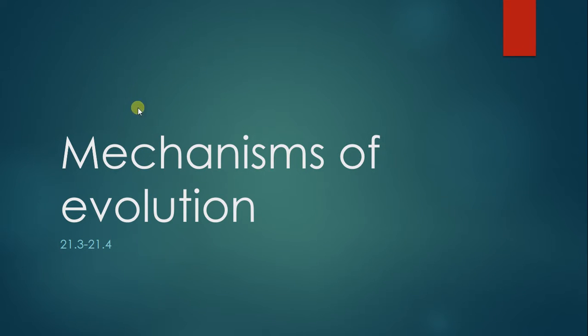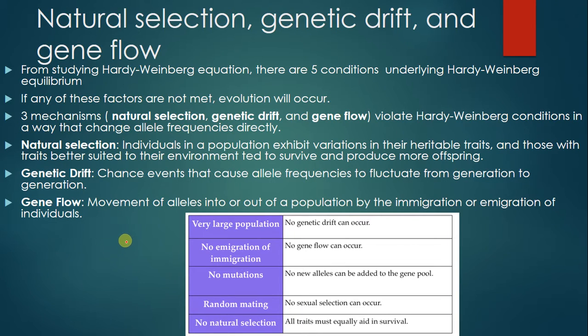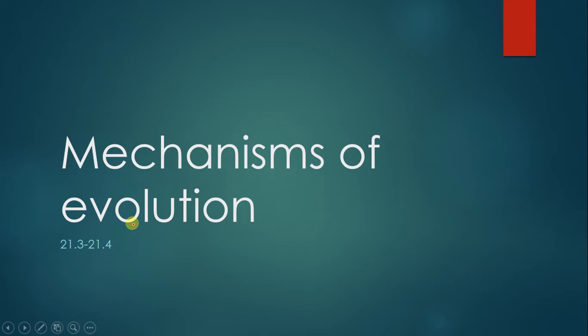Here in this video, we're going to finish up the last portion of chapter 21 on population genetics, and this is about the mechanisms of evolution.